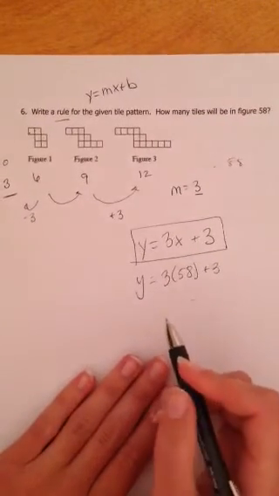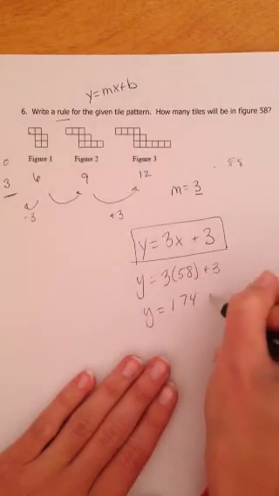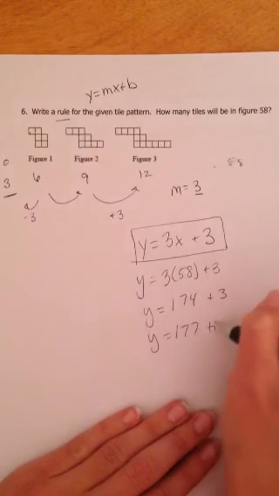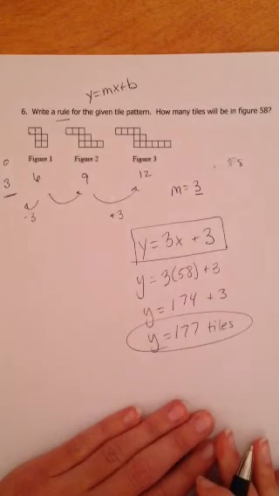Okay? So when I plug that in, I'm going to get y equals 174, then plus the 3, so I'll have 177 tiles in the 58th figure. Okay? So we had to write an equation first, and then plug in the figure 58 for x.